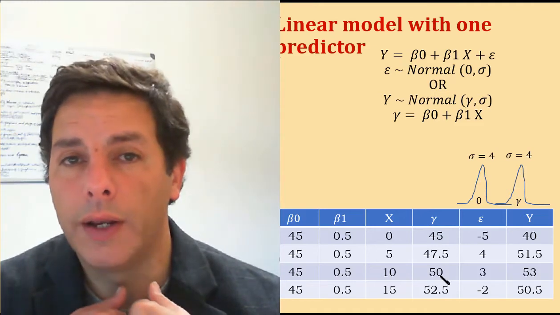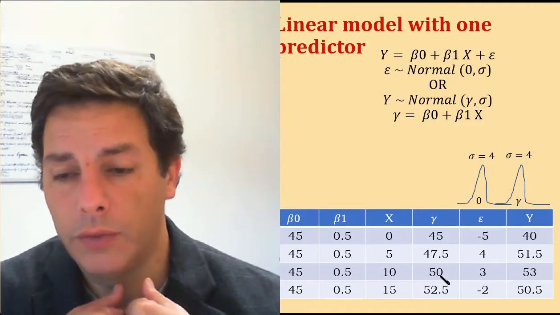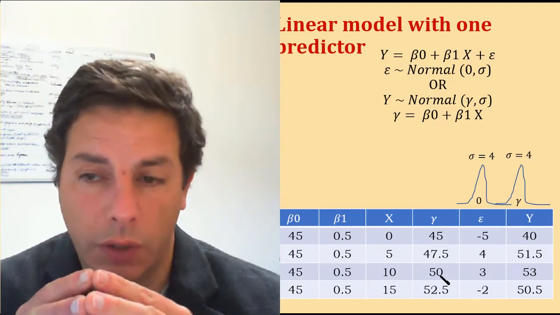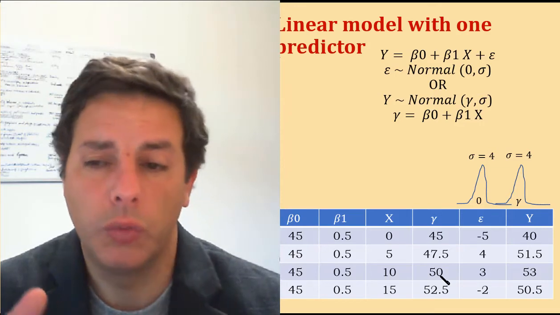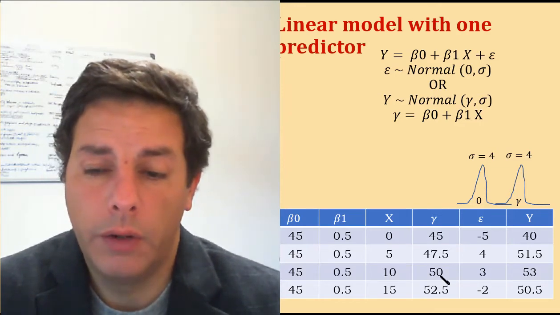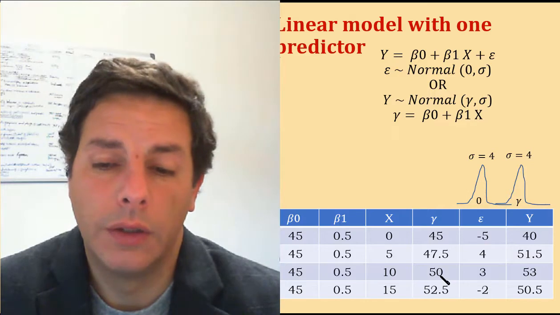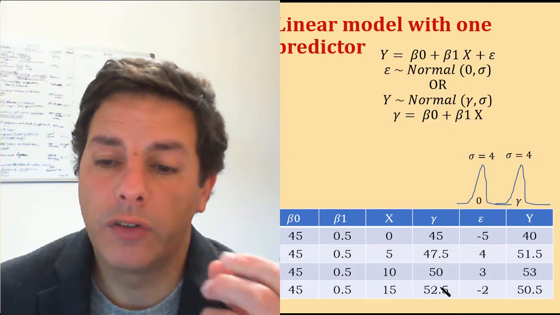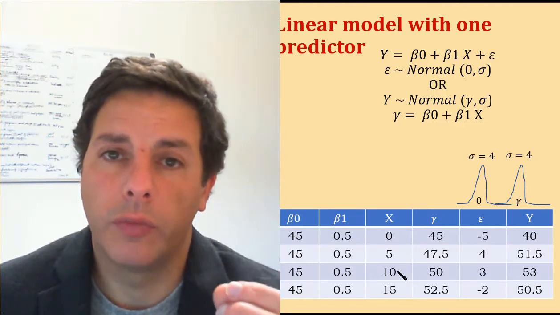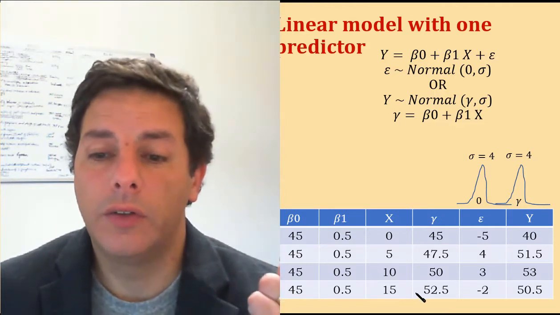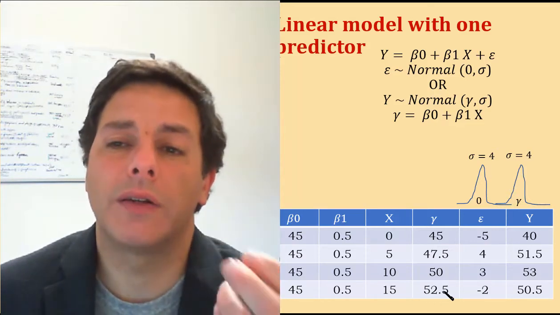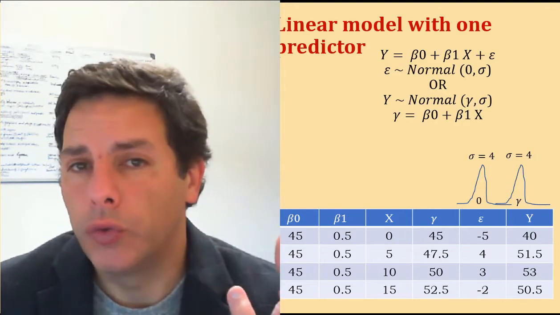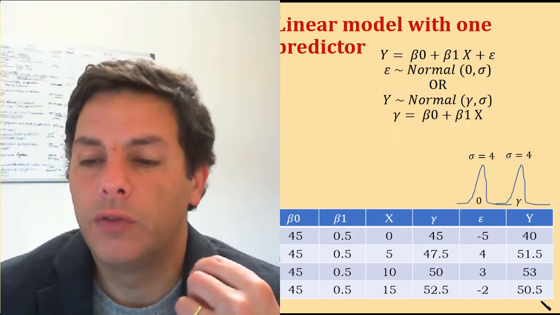But 50 is the most likely value, but it's not going to be exactly 50. So in this case, because it comes from a distribution with a standard deviation of 4, we obtain 53. And for an x of 15, now the expected value is different than the expected value for an x of 10. It is 52.5. But again, we don't expect exactly that value. We expect values that are that value or close to that value. And in this case, we obtain 50.5.